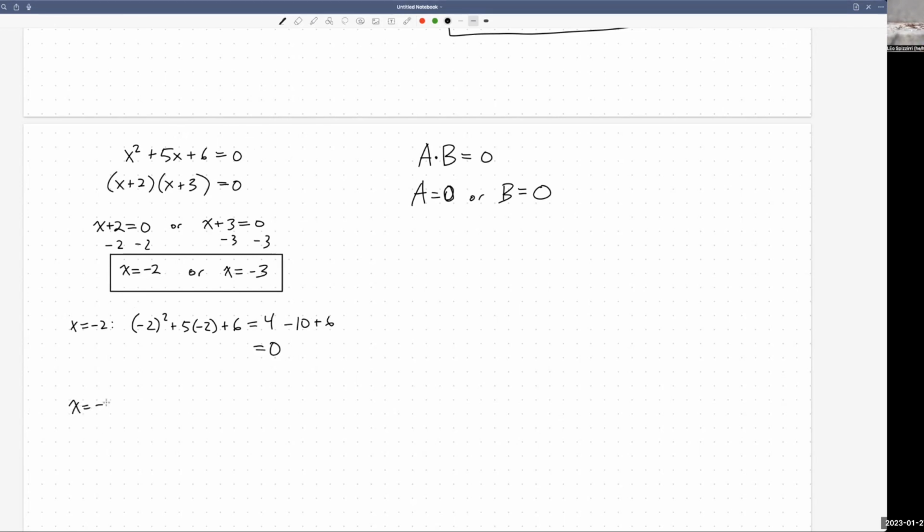Let's do the other one. x equals -3. We've got (-3) squared plus 5 times -3 plus 6. That gives me 9 minus 15 plus 6, which you can see is also 0. And so these are our two solutions. Okay. All right. So far, so good.